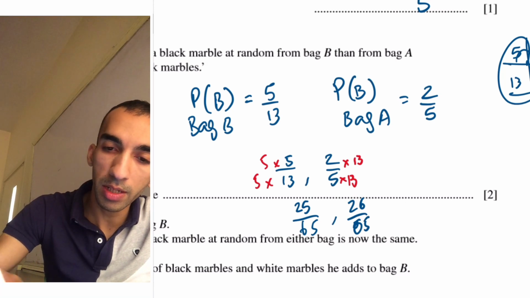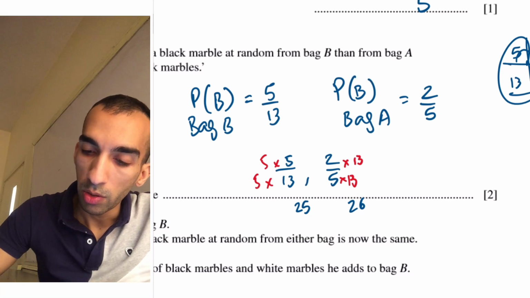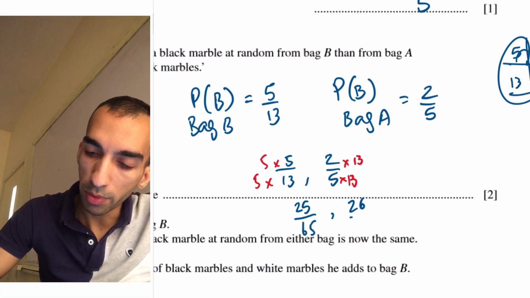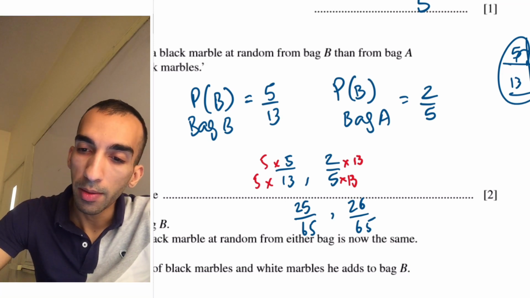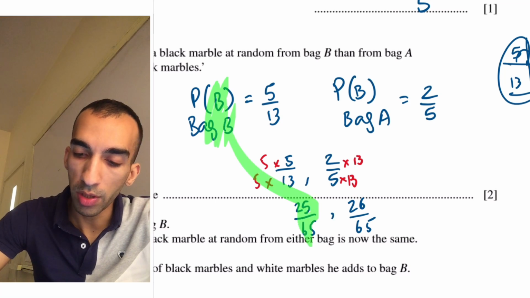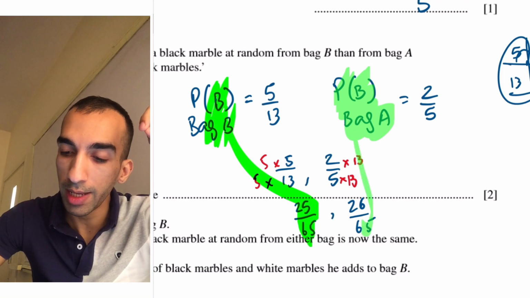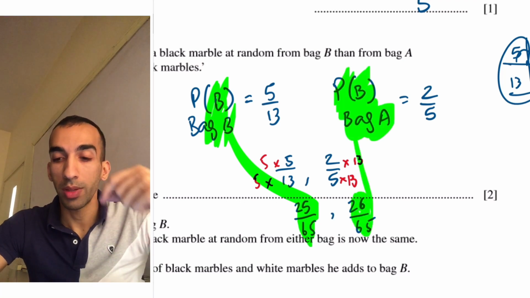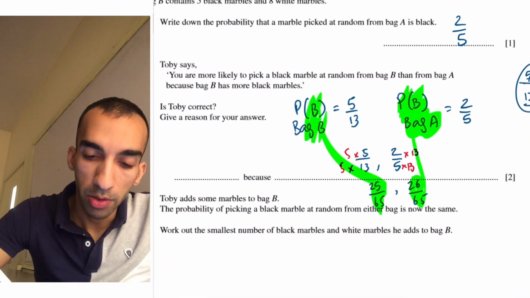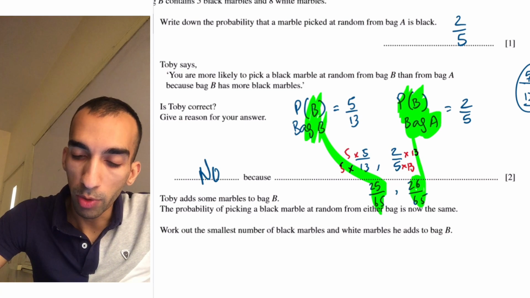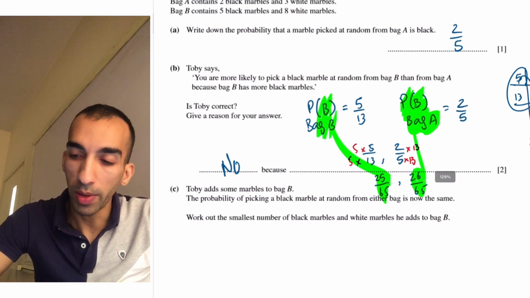Now that the denominators are the same, I can simply erase them and just compare the numerators. 25, let me keep them for the sake of clarity. 25 and 26. Now the probability of getting a black marble from bag B is 25 by 65, whereas the probability of getting a black marble from bag A is 26 by 65. So that's slightly higher. Once again, it proves the same point. So is Toby correct? No. Why? Because the probability of getting a black marble from bag A is higher. You can write that down.